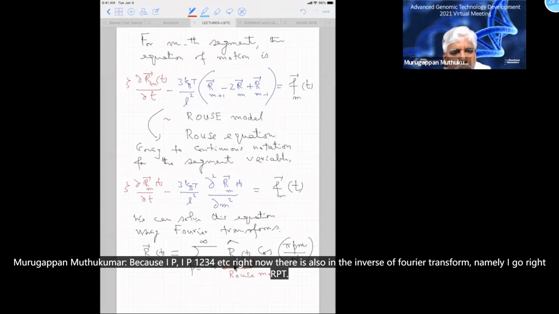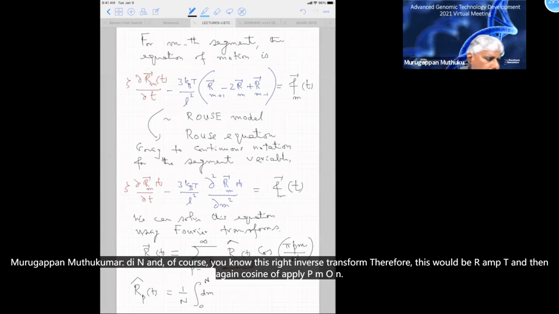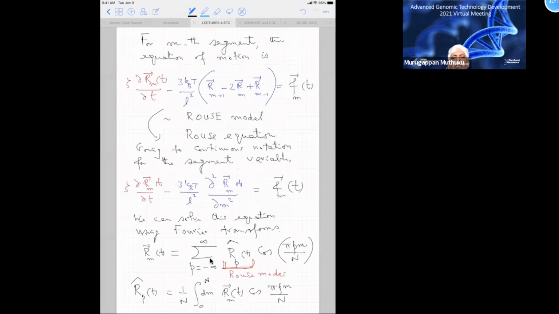Now, there is also an inverse of the Fourier transform. Namely, I could write R p t is equal to 1 over N integral dm from 0 to N. And of course, you know this, the inverse of the Fourier transform. Therefore, this would be R m t, and then again cosine of pi p m over N. These are the Fourier transforms.